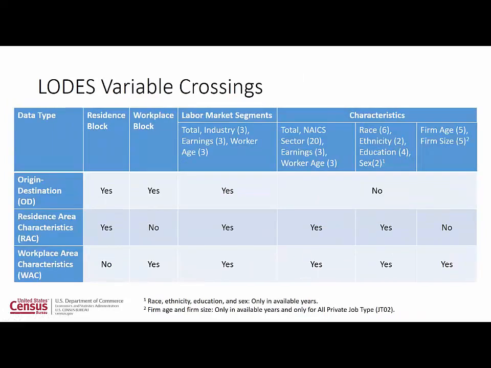Okay, and then this slide gets at how to understand the different crossings. When you have OD data, that means you get a residence and a workplace location. You get labor market segments, but you don't get any characteristics. Similar arrangement for the residence margins and the workplace margins.